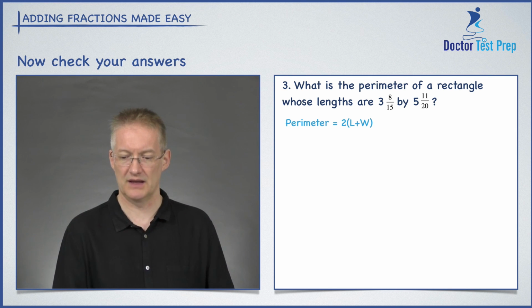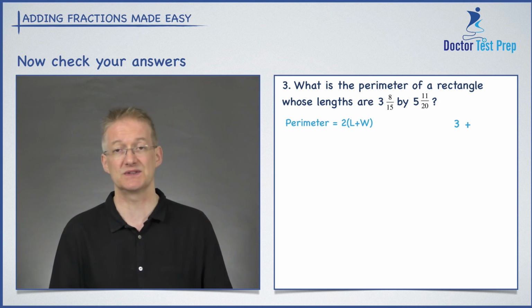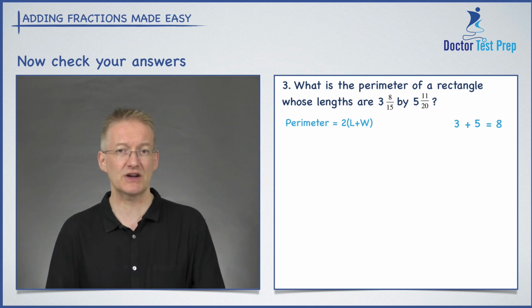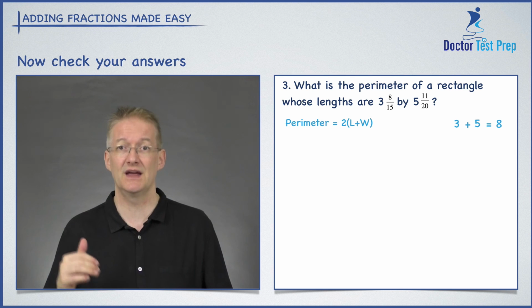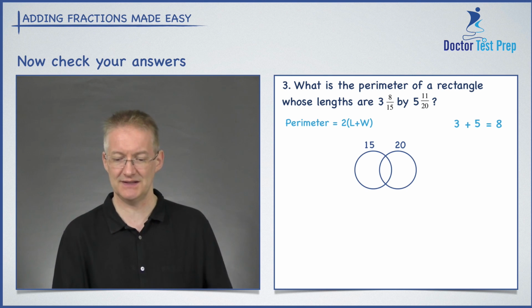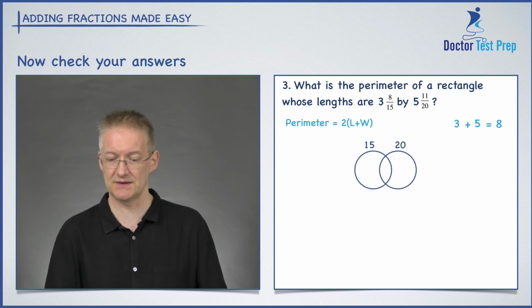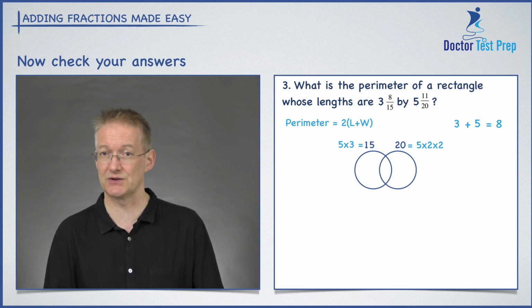Okay, so let's start off by adding the whole numbers together. 3 plus 5 equals 8. Now let's add the fractions together. In order to add the fractions together, I need to find the lowest common denominator for the 15 and for the 20. Let's put my Venn diagram there, for my 15 and my 20. Let's rewrite the 15 and the 20 in terms of their prime factors. So 15 is 5 times 3, 20 is 5 times 2 times 2.